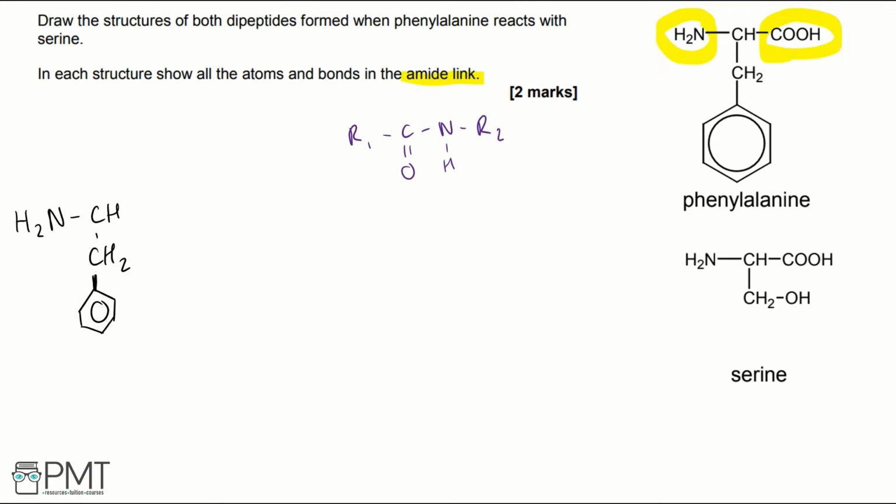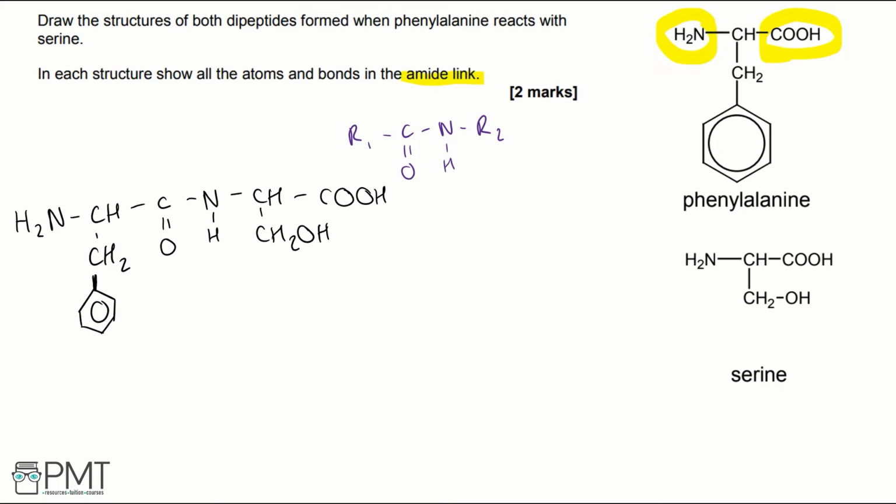So here we've got the structure the same, and then we're going to have C double bond O, NH from the serine, and then CH, COOH, and CH2OH. This is our first dipeptide.